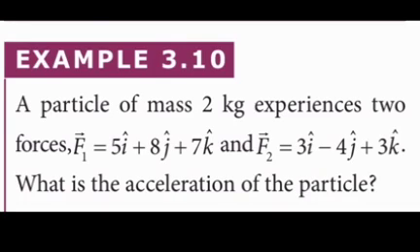So first, example 3.10. Okay, now I read the question, listen carefully. A particle of mass 2 kg experiences two forces, F1 vector equal to 5i cap plus 8j cap plus 7k cap, and F2 vector equal to 3i cap minus 4j cap plus 3k cap. What is the acceleration of the particle?